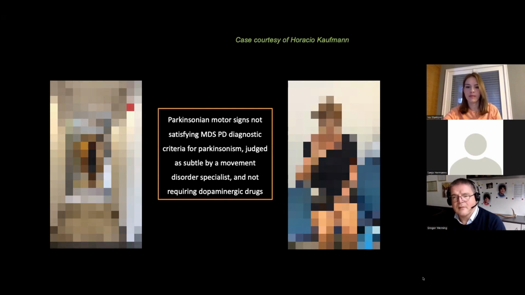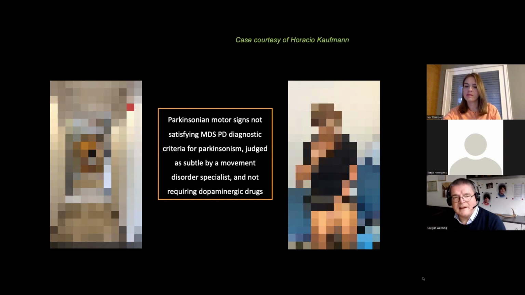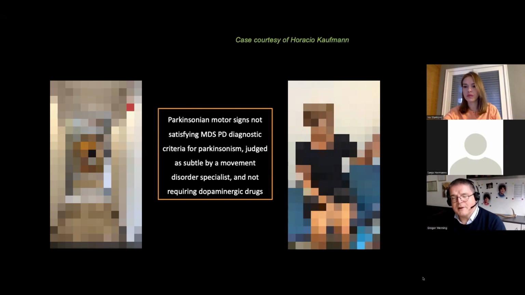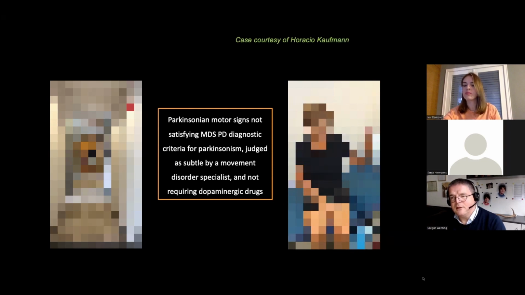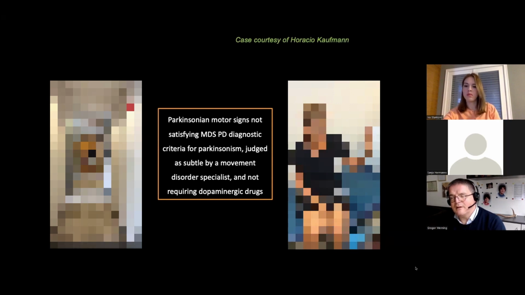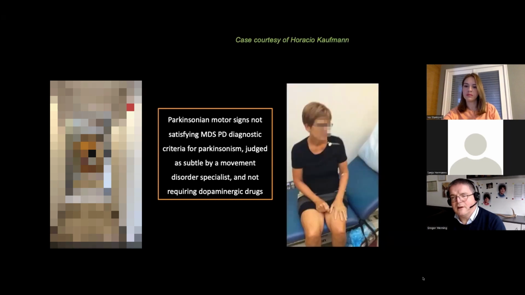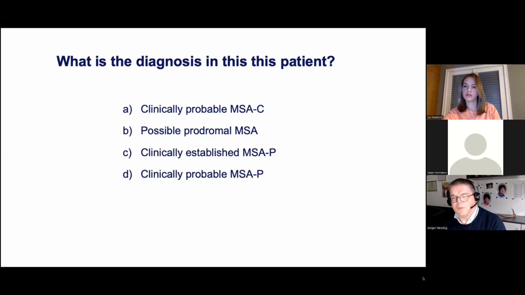Doing it fast. We can just see a very mild pattern of bradykinesia, slightly reduced arm swing here. Keep going, open, wider. You can see that here also. Amplitude getting a little smaller, a little irregular, a little slow, but it's all very modest. So now, what is the diagnosis in this patient? We have clinically probable MSA-C, possible prodromal MSA, clinically established MSA-P, and clinically probable MSA-P.